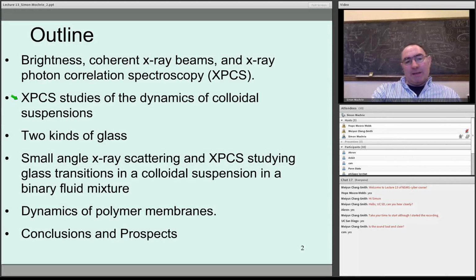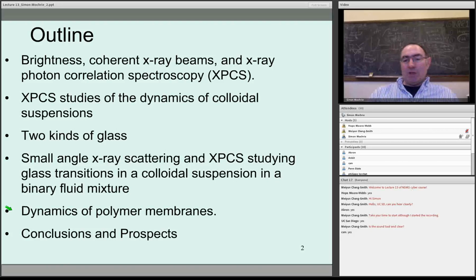Then I'll talk about these two different kinds of glass and how we realize them, and what different behavior they display. And that will run into this bit where we actually realize it in a colloidal suspension that's suspended in a binary liquid mixture, and it's actually the binary liquid mixture that allows us to tune the strength of an attractive interaction between the particles of the suspension, and that's how we go from one of these glass phases to another glass phase.